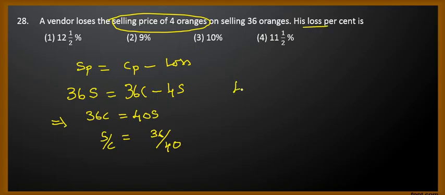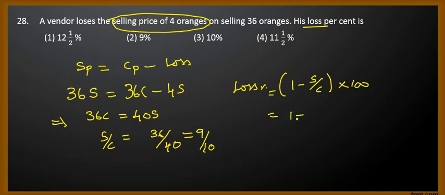Now what is the question asking us to find? Loss percent. So loss percent is equivalent to (1 minus S by C) into 100. That is 1 minus 36 by 40, which is nothing but 9 by 10. So (1 minus 9 by 10) into 100 equals 10%. So the answer is option 3.